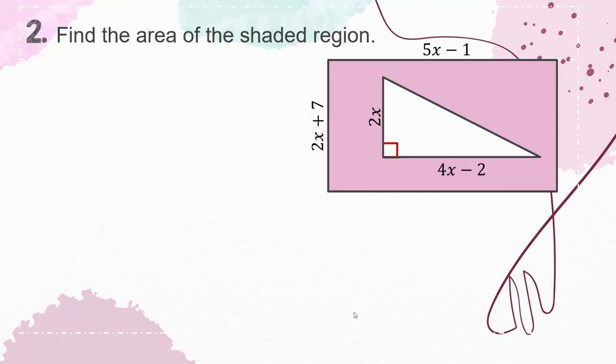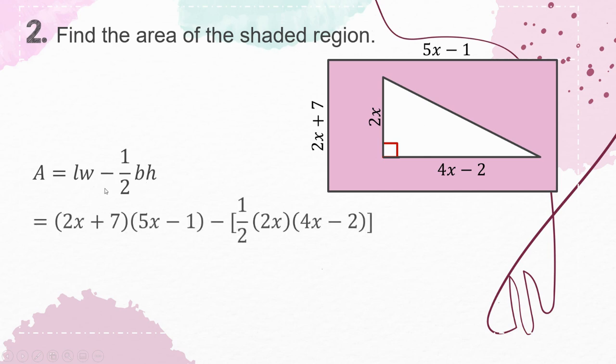In number 2, it says to find the area of the shaded region. So what we'd want to do is find the area of the entire rectangle, and then we have to subtract out the area of the triangle because that triangle is not shaded. So the area of the entire rectangle will be length times width, subtracting out the area of the triangle, 1/2 base times height. So substituting in 2x plus 7 for the length of the rectangle and 5x minus 1 for the width, minus 1/2 base of 2x times height of 4x minus 2.